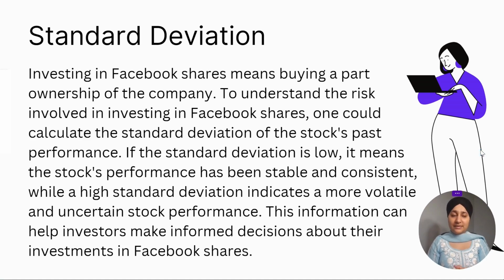So now, there is an example. Investing in Facebook shares means buying a part of ownership of the company. To understand the risk involved in investing in Facebook shares, one could calculate the standard deviation of the stock's past performance. If the standard deviation is low, it means the stock's performance has been stable and consistent. You can invest here, while a high standard deviation indicates a more volatile and uncertain stock performance. This information can help investors make informed decisions about their investments in Facebook shares. I hope it is interesting.